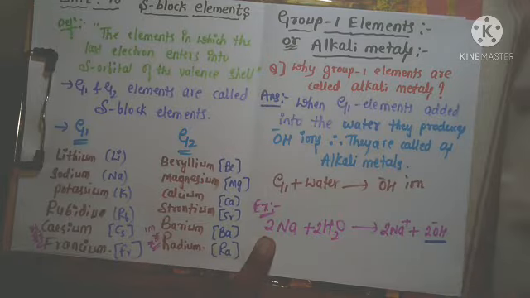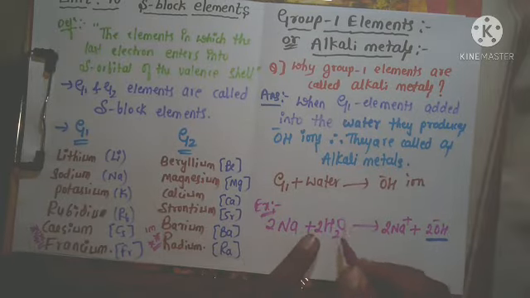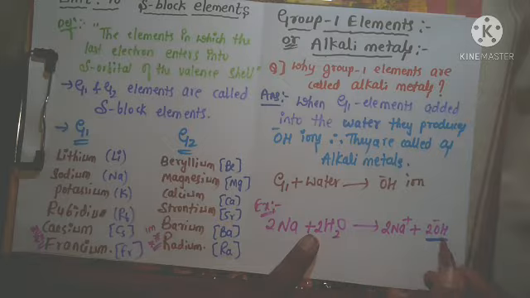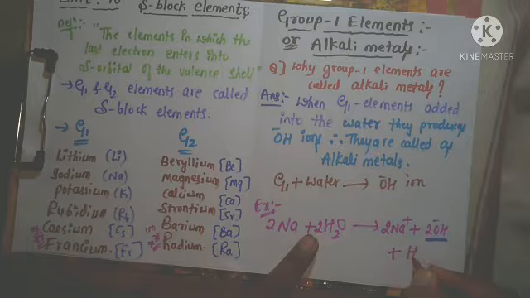Therefore separately I am writing 2 OH minus. 2 Na gone, 2 hydrogen gone, 2 oxygen gone, correct? But how many hydrogens are total? 4. 2 used, means how many are there? Still 2 hydrogens, and that is released as a gas. Which gas is it? Hydrogen gas.